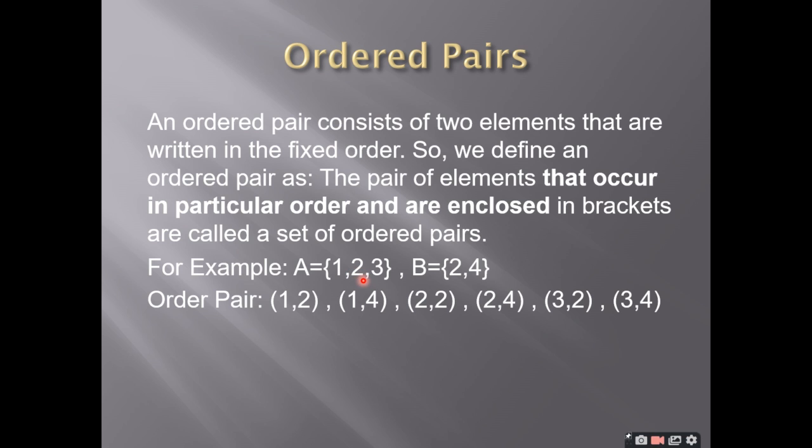Then we take the second element from set A, which is 2, and pair it up with the elements of set B. So (2, 2) and (2, 4). Now taking the third element from set A, which is 3, and pair it up with the other elements of set B. So (3, 2) and (3, 4). These all are the ordered pairs of set A and set B, in which we write the elements in a particular order and enclose the elements in a small bracket.